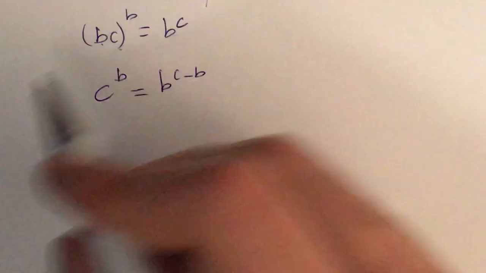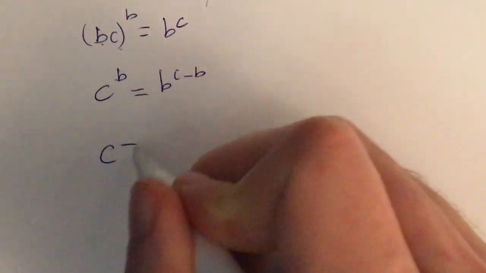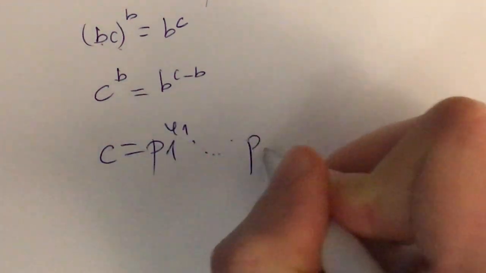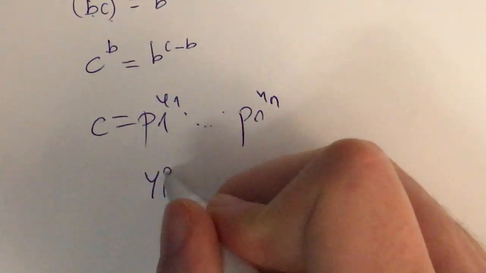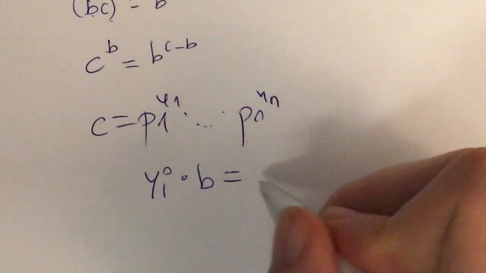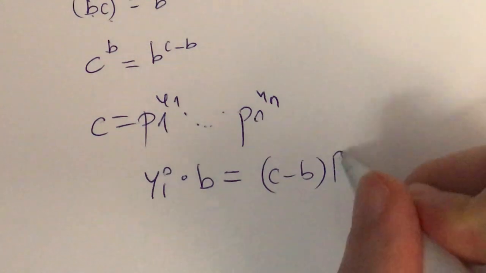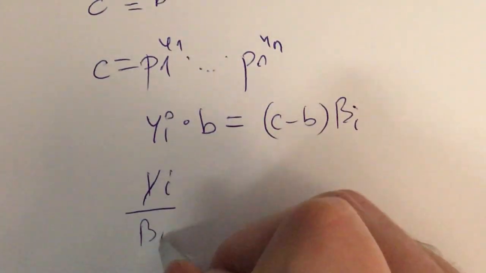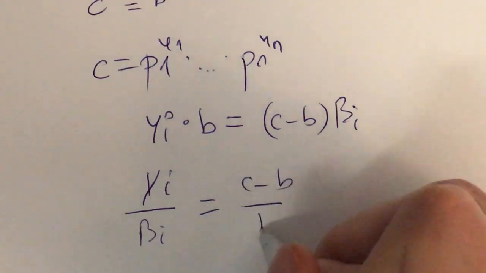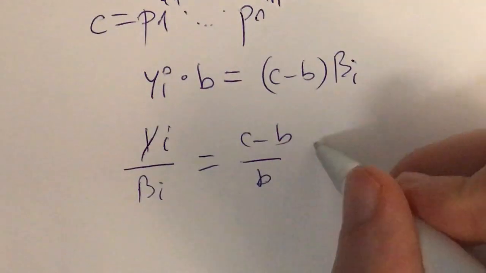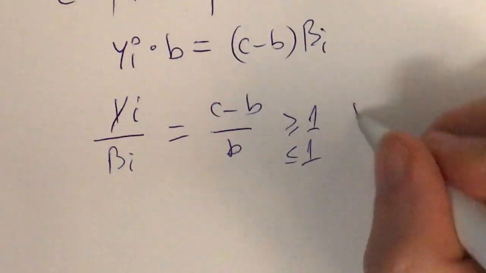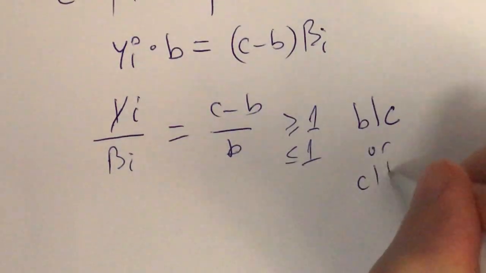And now a little bit of deja vu tells us that if c is equal to p1 to the gamma 1 times all the way till pn to the gamma n, what we'll have for each i is that gamma i times b is equal to c minus b times beta i, which implies that gamma i over beta i is equal to c minus b over b. Now this implies that either this is greater than or equal to 1 or less than or equal to 1, which implies either b divides c or c divides b.